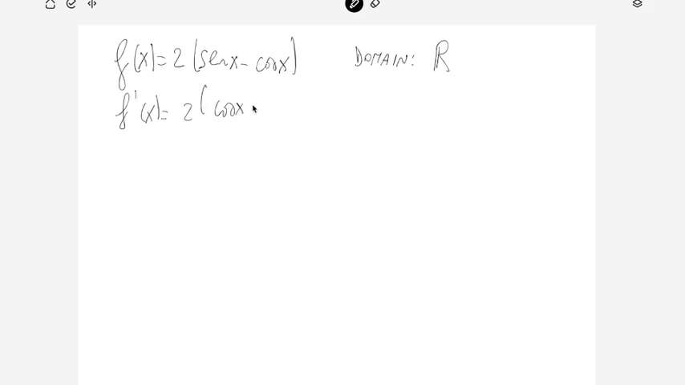So cosine of x plus sine of x. And then we had to study the sign of this derivative, and the solution was minus pi over 4 plus 2k pi smaller or equal than x smaller or equal than 3 over 4 pi plus 2k pi. So we said this. And now we have to put this solution in a graph.